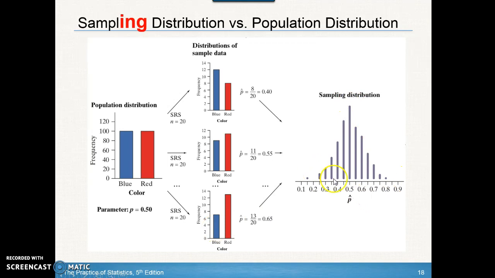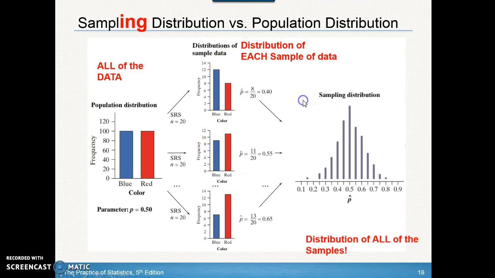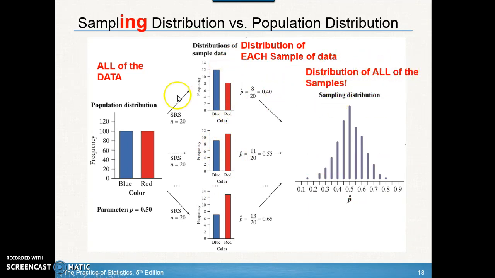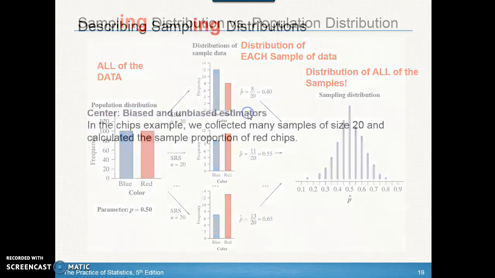Now if we look at this, we can sort of see the mean of this sampling distribution, because this is a whole bunch of p hats, is about 0.5. So this means that it's an unbiased estimator because it's close to the population proportion of red, which is 0.5. Okay, the first one was all of the data. The second one was the distribution of each sample of data. And the last one was a distribution of all of the samples. Sampling distribution, distributions of sample data, and population distribution. Just make sure you know the difference between all 3 of the names.